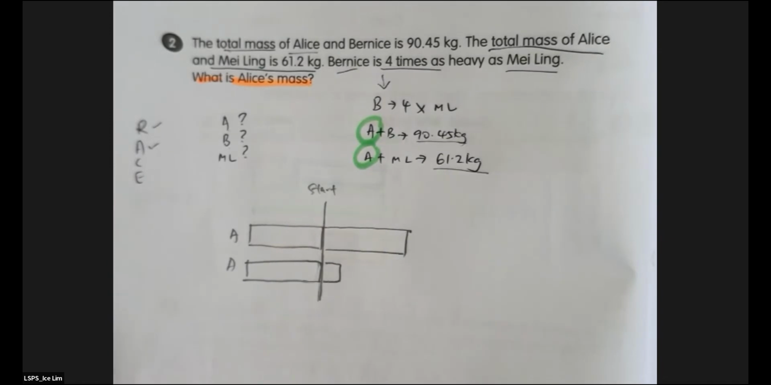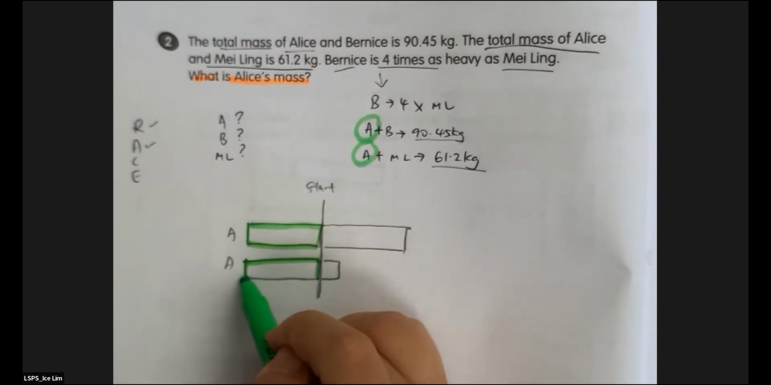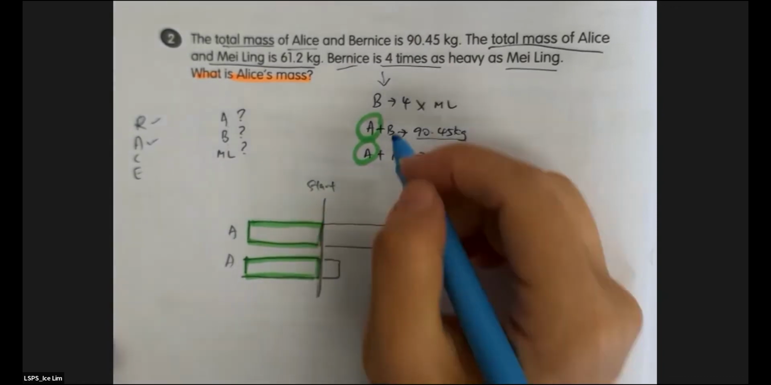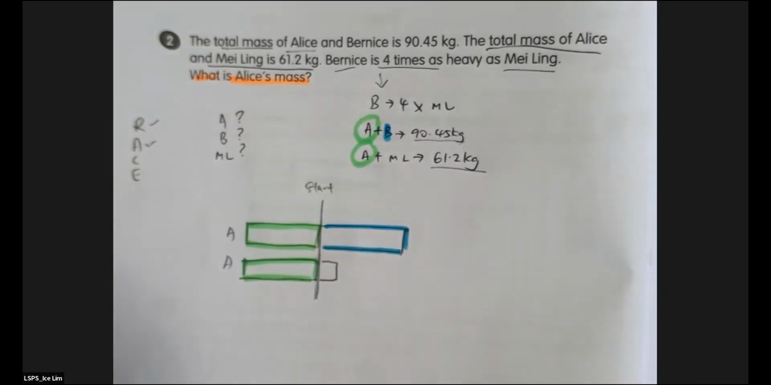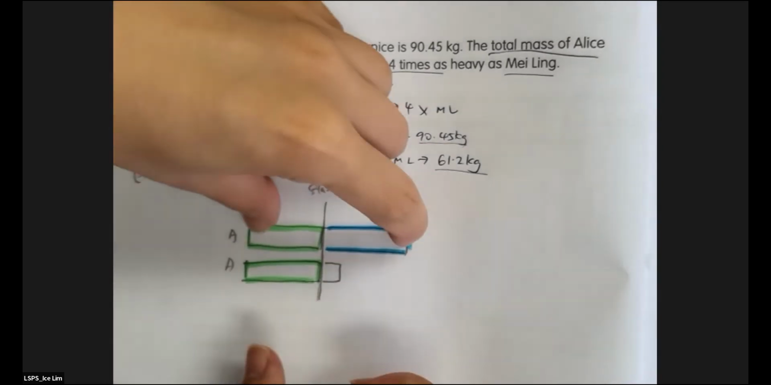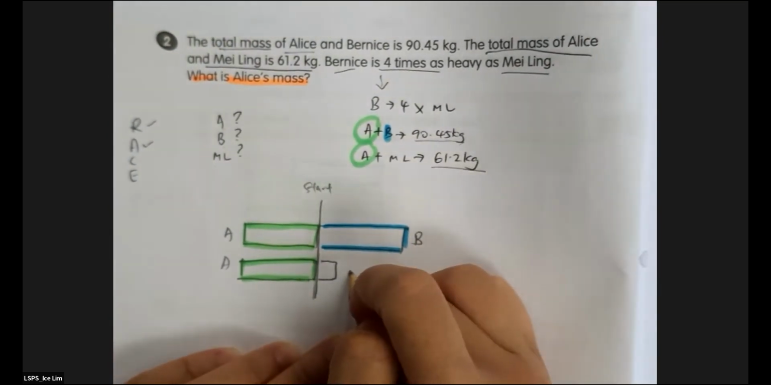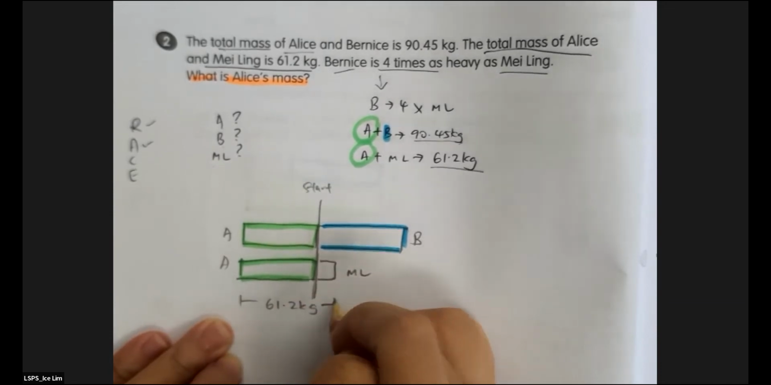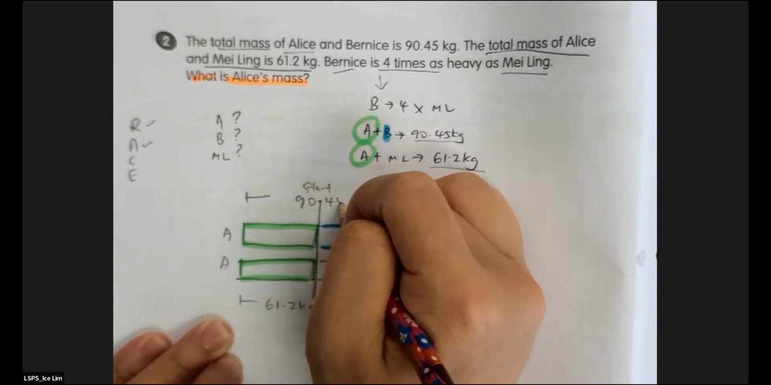Now, take note, Alice is the same for these two models drawn. Bernice is a different number. Bernice is different from Alice. Okay? And the total of Alice and Bernice is bigger than the total of Alice and Mei Ling. So this is Bernice, this is Mei Ling. And I draw Mei Ling as a shorter one because the total is smaller, whereas Alice and Bernice together is 90.45 kilograms.